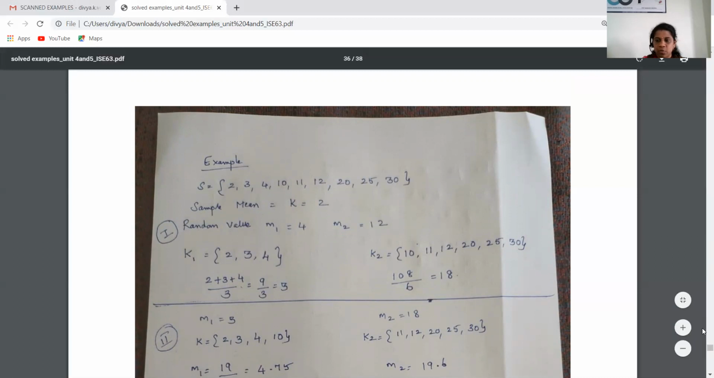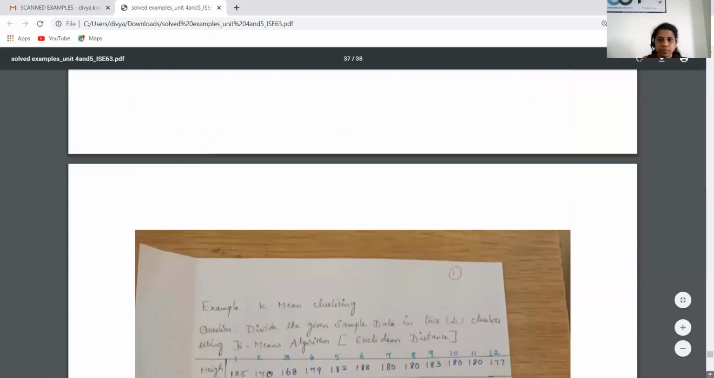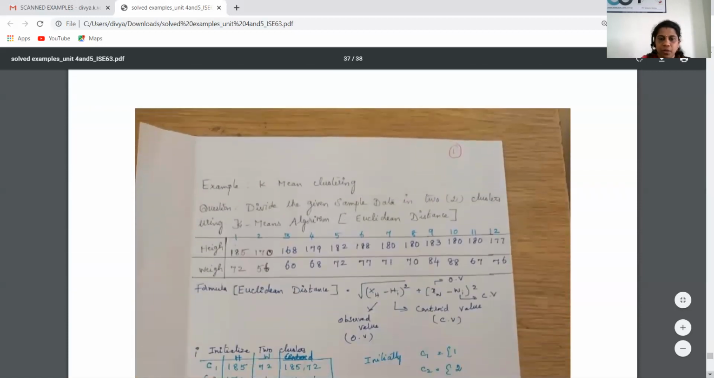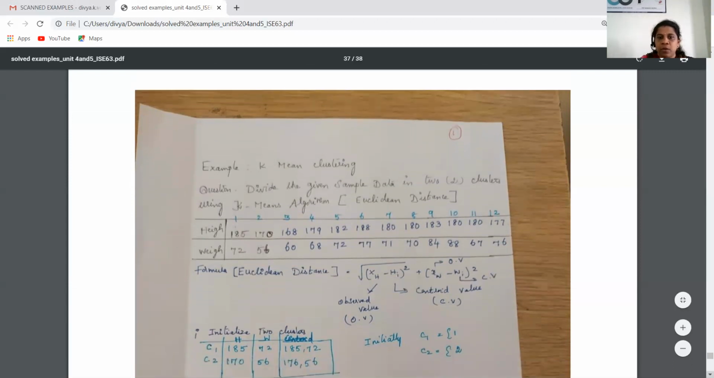Now we will see one more example where we have two parameters, two attributes, height and weight, and how we apply k-means clustering. The question is: divide the given sample data into two clusters. That means our k value is 2, using the k-means algorithm, and to calculate the distance we can make use of the Euclidean distance formula.